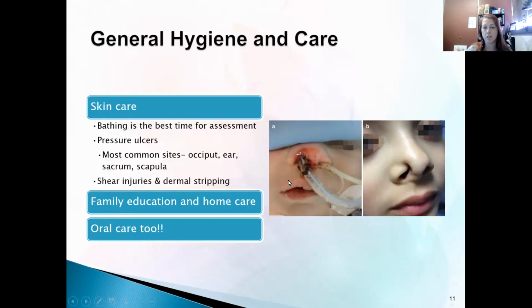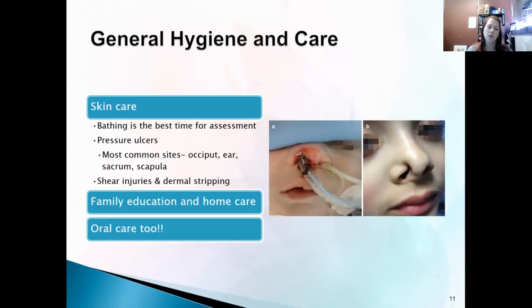This is a nasal intubation in this picture here. So this patient, this is a nasal intubation, and you can see what happened with this pressure injury here, that this caused some significant harm to this patient afterwards. So making sure that we're preventing those types of injuries is also really important, not just those bony prominences in other areas.